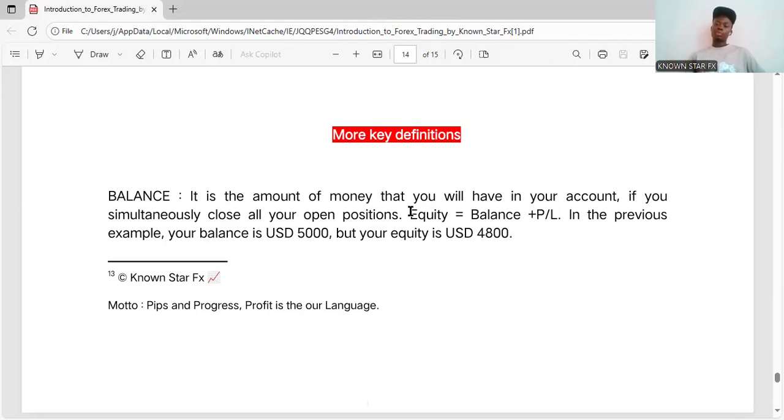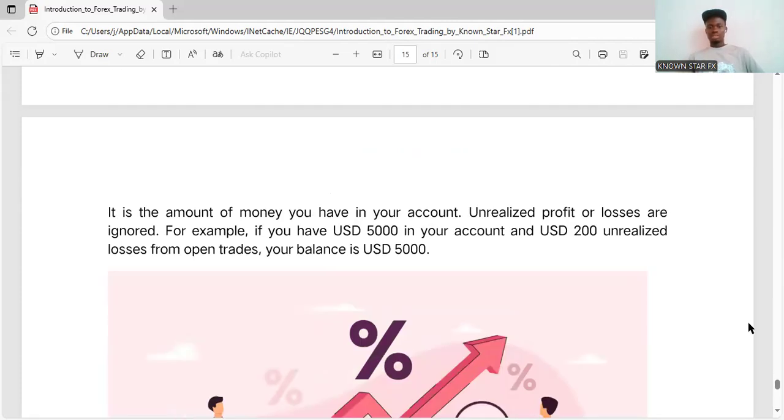Balance plus profit or loss. If you are making a loss as well, you will see that your equity will be lower than your balance. And if you are making profit, your equity will be higher than your balance. In the previous example, your balance is, let's say, $5,000, but your equity is what? $4,800. In this example, it means you are currently down $200. So that's just a very, very simple analogy.